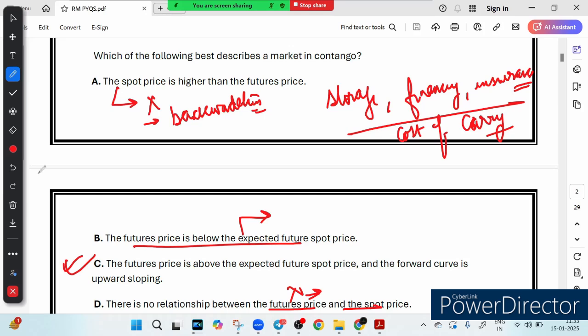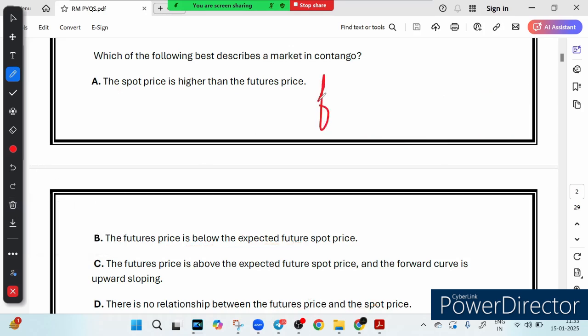Let me give you an example. Imagine you are at a fruit market, and you want to buy mangoes that will be delivered to you next summer. Right now mangoes are out of season and the seller quotes a higher price for next summer because they are adding storage cost and other expenses into today's price. And this is similar to a market in contango.